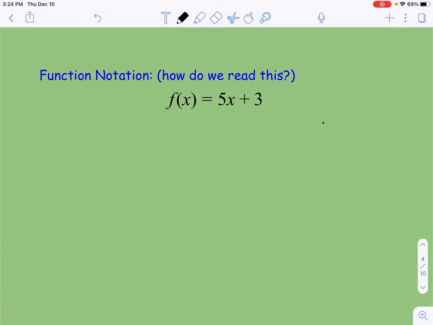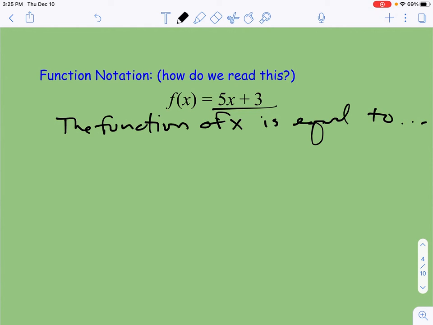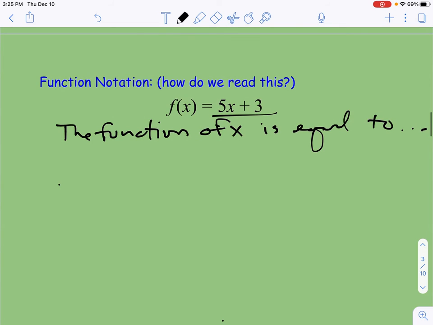Now, if we look a little more closely at how they say it, the way we read this is going to be important to understand moving forward in the video. I would read this as the function of x is equal to whatever this is. But the way they usually say it is f of x. It means the function of x, but almost everybody says f of x, because we're lazy and don't want to say function. So f of x is equal to 5x plus 3.